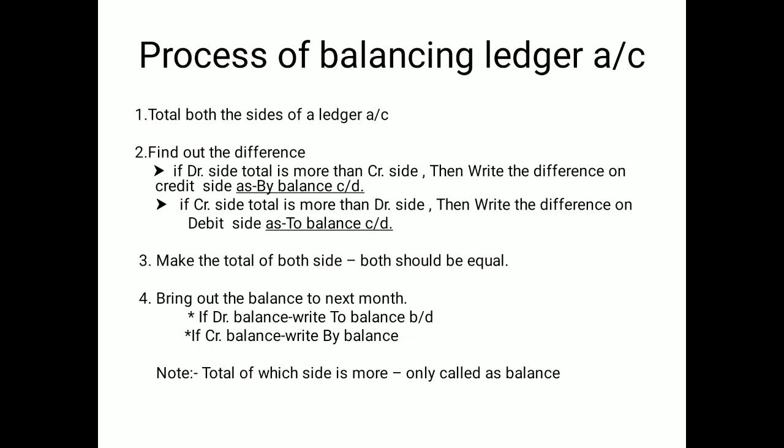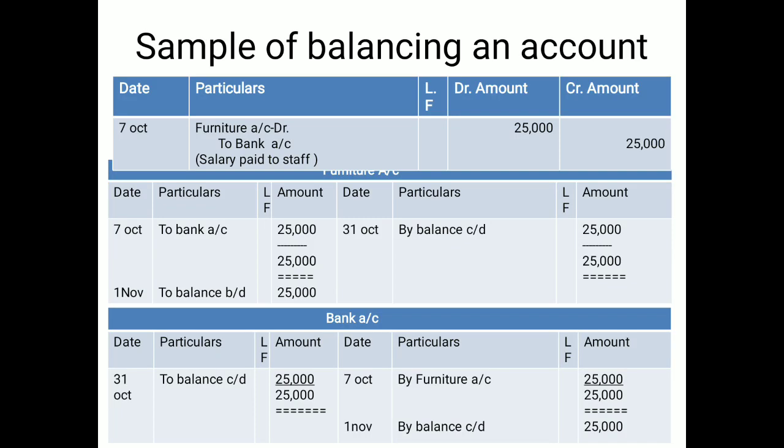It can be on the debit side, it can be on the credit side. So whichever total is more is called the balance. If the debit side is more, then it is called the debit balance of that particular account. If the credit side is more, then it is called the credit balance of the account. So this is a sample of the balancing of an account.